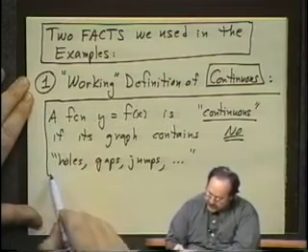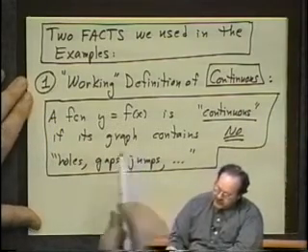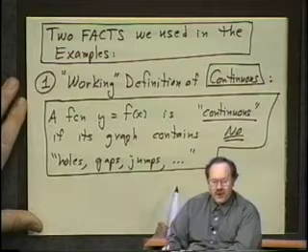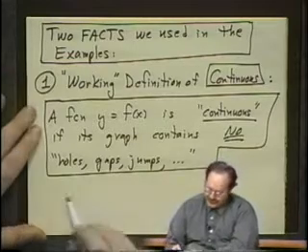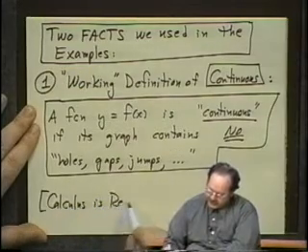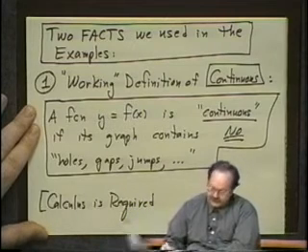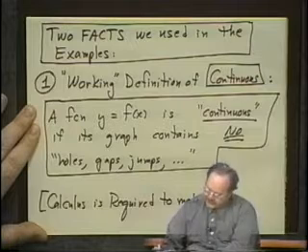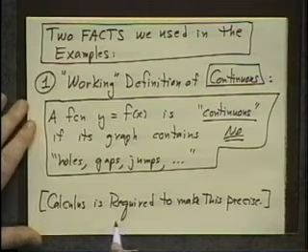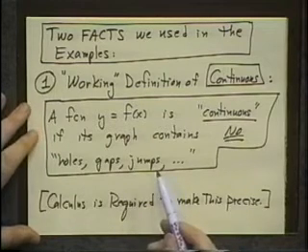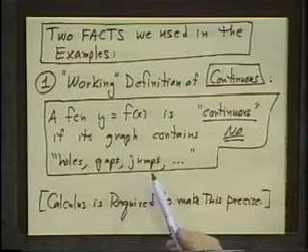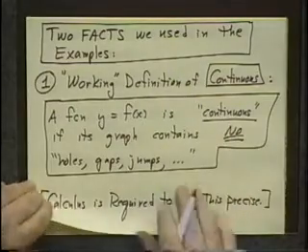The working definition of continuous that we will use is it is a function whose graph has no holes in it. Another way to say that, colloquially, is to say it's a graph you can draw without lifting your pen or pencil from the page. Now, to precisely define this, calculus is required. Or at least the theory that is introduced in calculus. So calculus is required to make this precise, because there are some mathematical subtleties here. But for our purposes in this course, this is a perfectly good definition. It is a continuous function if its graph has no holes in it.